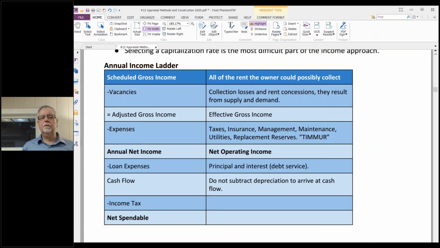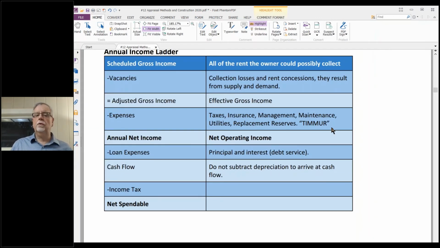This is what is sometimes referred to as the annual income ladder, where you take scheduled gross income, subtract vacancies, adjusted gross, subtract expenses, you get net income, net operating income. From that, you would subtract loans, cash flow, income tax to get something called net spendable. Now, the way this flows is useful for answering questions on the state exam. Notice this TIMR thing, where that's taxes, insurance, management, maintenance, utilities, replacement reserves, which are what the expenses are.